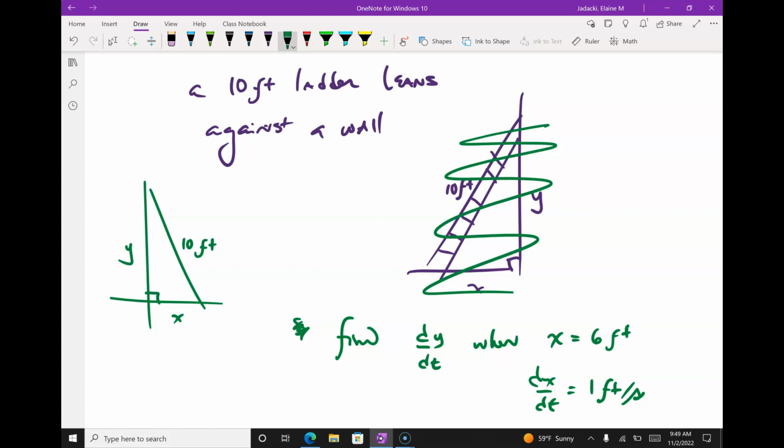So the base is sliding out, and right at 6 feet, I did my speed camera and found that it was moving at 1 foot per second at that exact moment. We know the base is getting faster and faster as it's sliding, but we're saying at that one moment, exactly when the ladder's base is 6 feet away from the wall, the rate that it's moving away is 1 foot per second. We want to find how fast the top is moving at that moment.